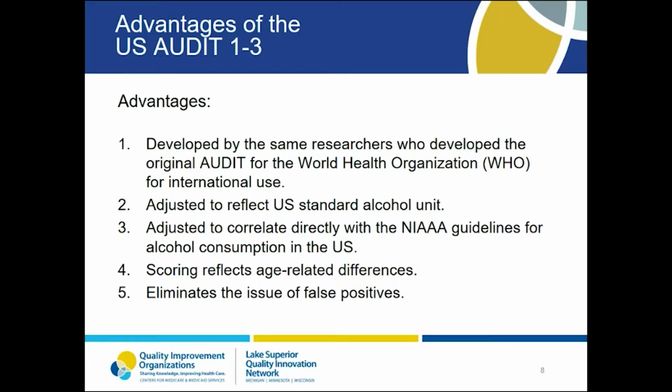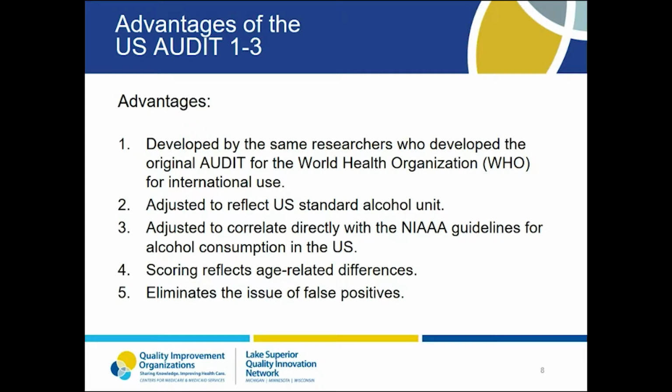Now let's look at the advantages the US Audit 1 through 3 provides. First, the US Audit 1 through 3 version of the audit tool was designed by the same researchers who initially developed the original audit for the World Health Organization. They knew then that it was not applicable to other nations whose standard alcohol unit was different from the 10 grams that the WHO decided to use, and recommended that the tool be adjusted when used in other countries. This was not done here in the United States until the development of the US Audit.